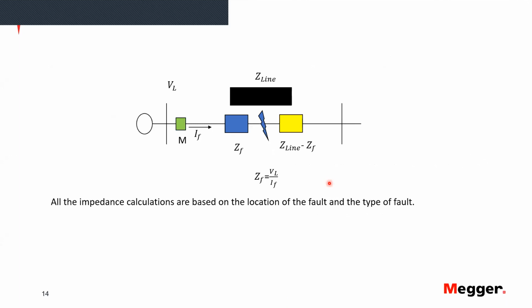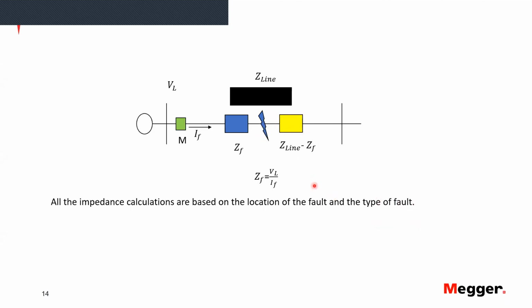Now, we have to understand one thing. The M that I have here is the relay that is making the measurements on this protection system. It could be a relay, it could be anything that is measuring voltage and current at the same time. Now, we're talking about impedance calculation. Ohm's law tells us that in order to get impedance, you need both voltage and current. You divide them, you get impedance. Now, all the impedance calculations are based on the location of the fault and the type of fault.